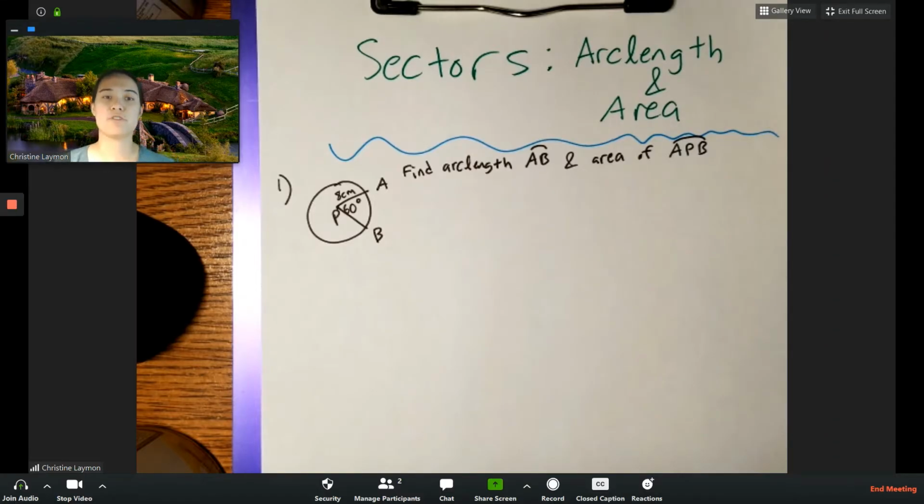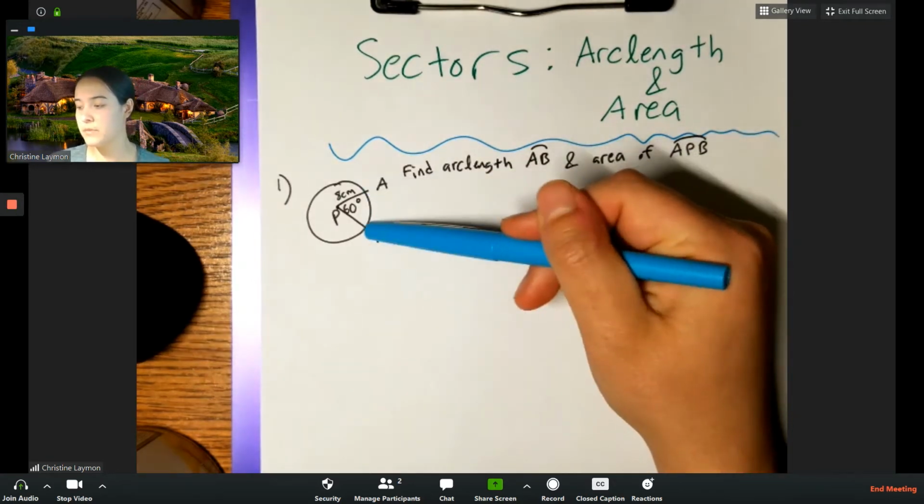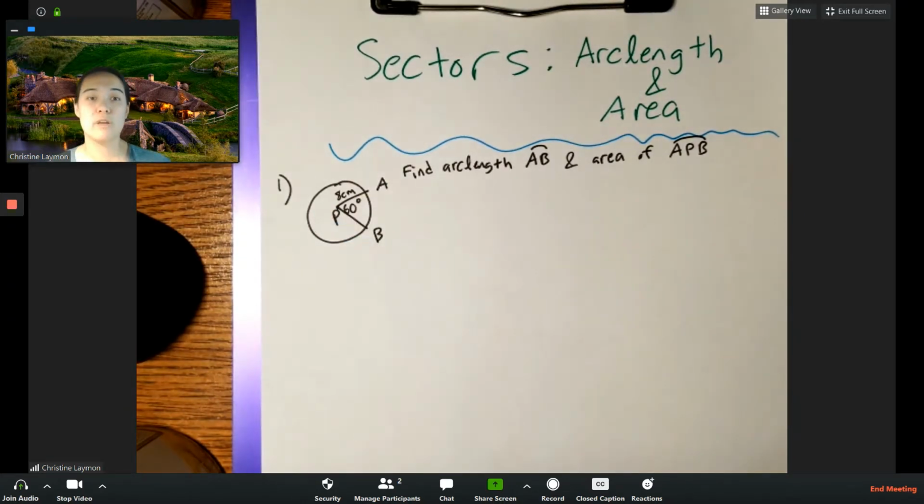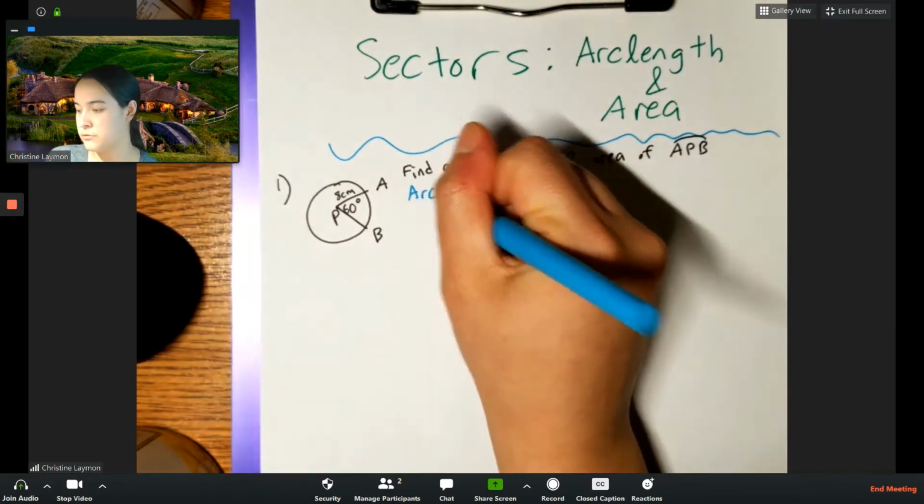In this question, we've been asked to find the arc length of AB and the area of sector APB. We know that the radius is 8 centimeters and that the central angle is 60 degrees. So I'm going to do this two ways. I'm going to first solve it using straight across multiplication, and then I'm going to show it using the ratio method, because both answers will get you the same thing in the end. So I'm going to go after arc length first.